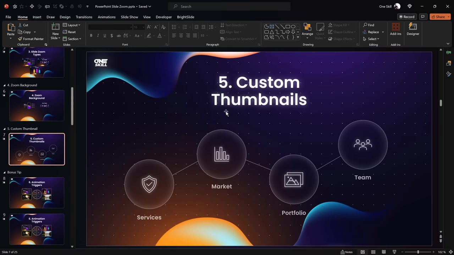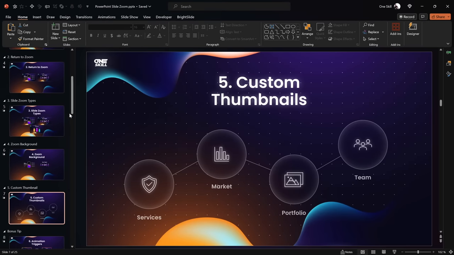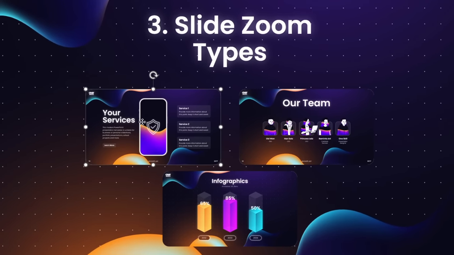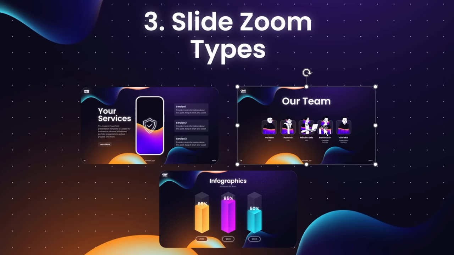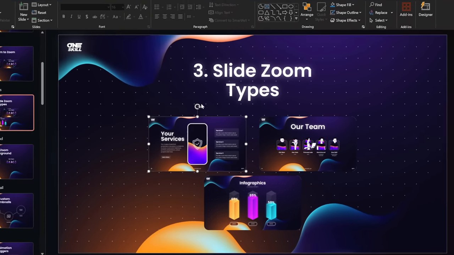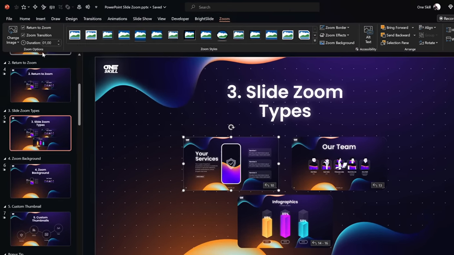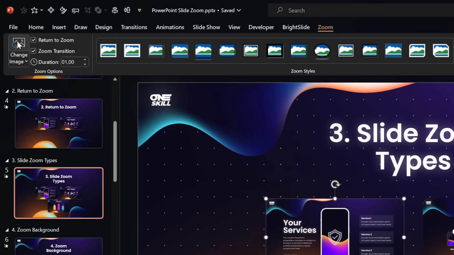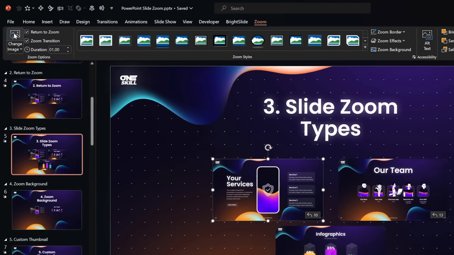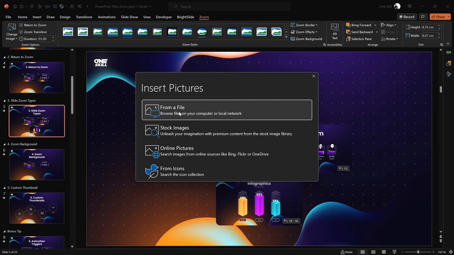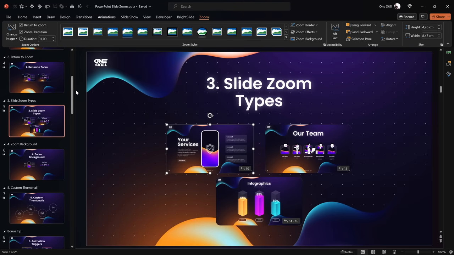Okay, my friends, and next let me show you how you can create custom thumbnails for your slide zooms. As you have probably noticed, once you insert a slide zoom, all of the content of that slide is visible right away. And it doesn't matter if you have some entrance animations on your slide, all of the content will be visible right away. And let's say you don't want to reveal all of the slide content right away. In that case you can set a custom image or thumbnail for your slide zooms. Select any slide zoom, click on change image, and then insert any image that you wish.